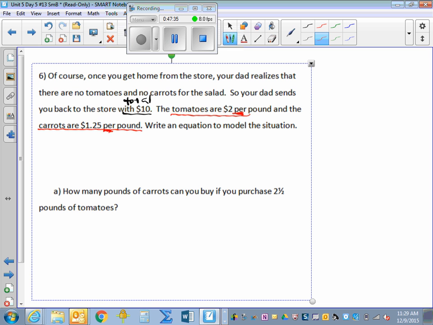Alright, let's use X and Y. Tomatoes, let's make X, and carrots, let's make Y. Tomatoes, $2 per pound, so $2 times X, plus how much we spend on carrots, which is $1.25 times Y, the number of pounds of carrots, and we have a total of $10 to spend.